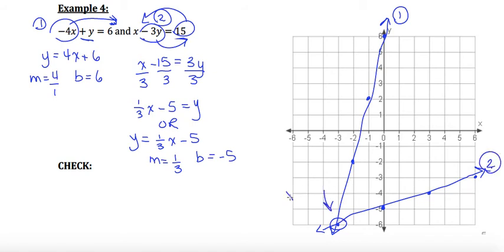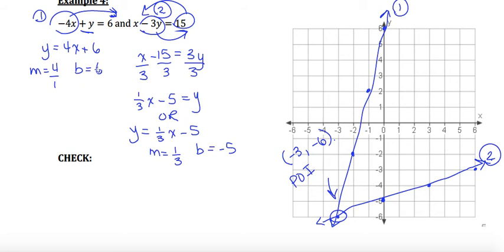So here's my point of intersection. It has a coordinate of over -3 and down to -6. So let's just check to make sure this is correct. We're plugging it into our original equations.